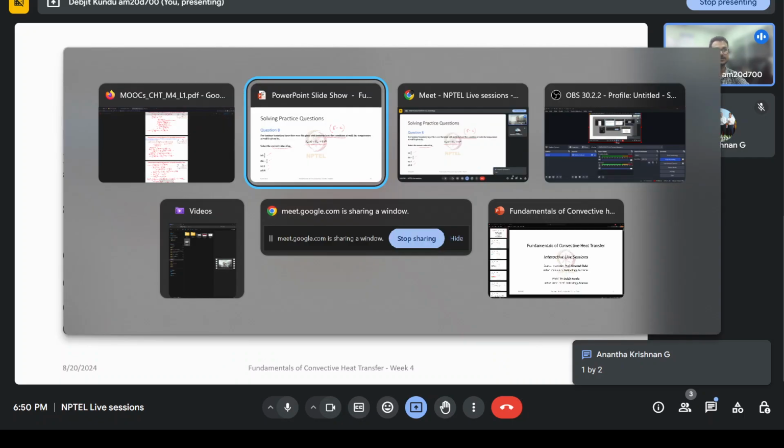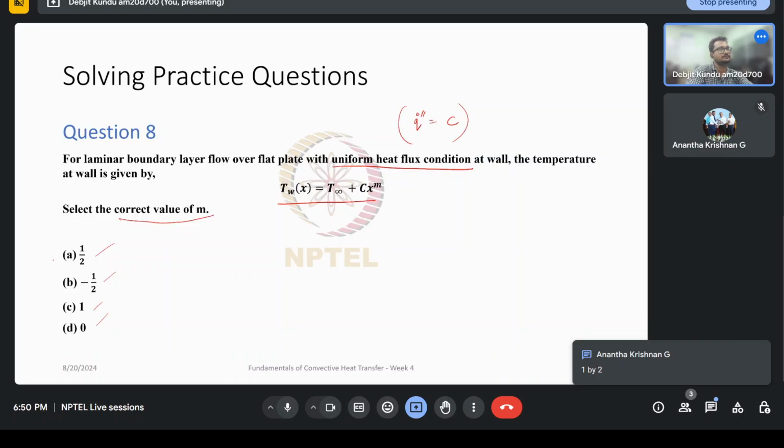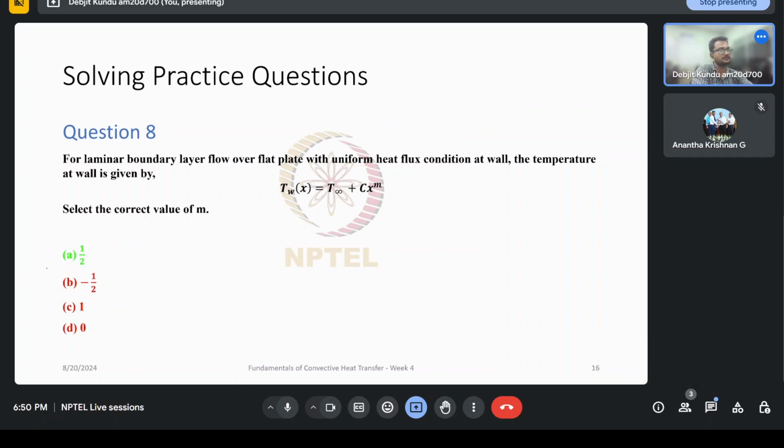Okay, so we have a response in favor of half. Let's take a look at the solution. It is actually half. Yeah. So the way to solve this is a bit involved. So what you need is the expression for q as it varies with x. So I'll try to pull that up. Give me a second.